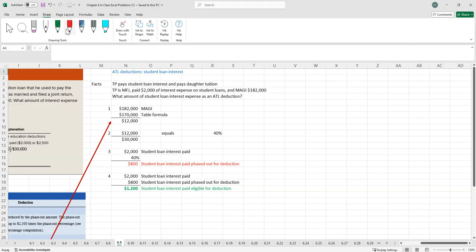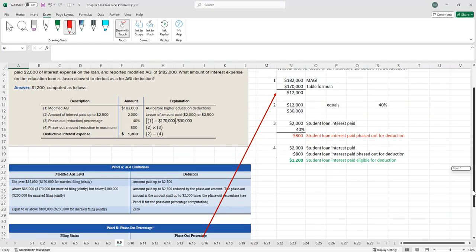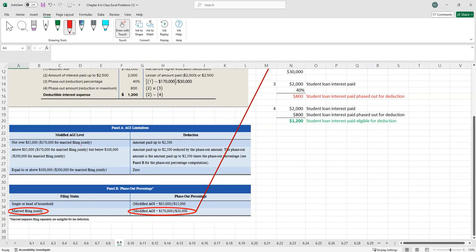Okay, so we have a taxpayer, right? They're MFJ, they paid $2,000 of interest expense on student loans. Their MAGI, their modified adjusted gross income, is $182 (thousand). Can you please tell me how much above the line deduction they get for student loan interest? Well, we know $2,500 is the max. Okay, well, it's below $2,500, that's good, but there's also a phase out based on your amount of income, your MAGI in this case. So what we would do is go to the table, right?